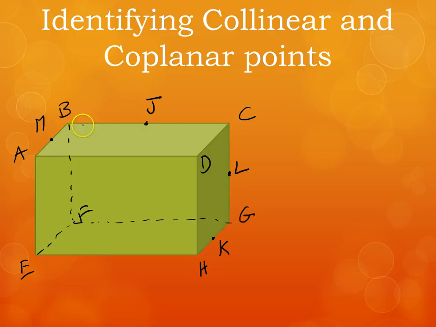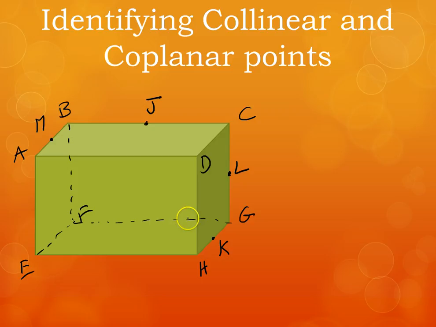However, while A, M, B, J, C are not collinear, they are coplanar, because they all form that top surface right here. By the same token, E, F, B, M, A are also an example of coplanar points. They all form that left surface.